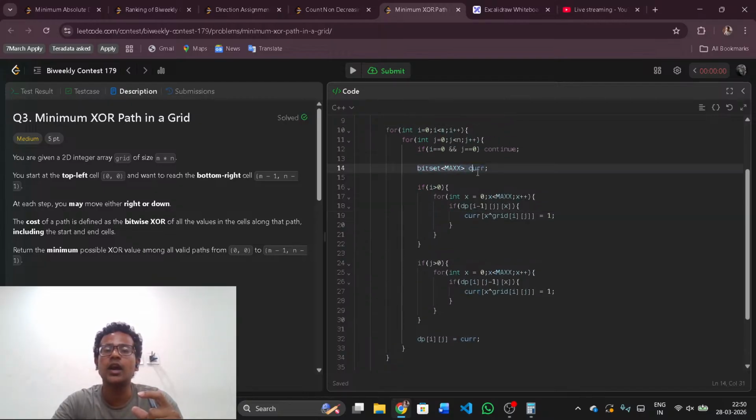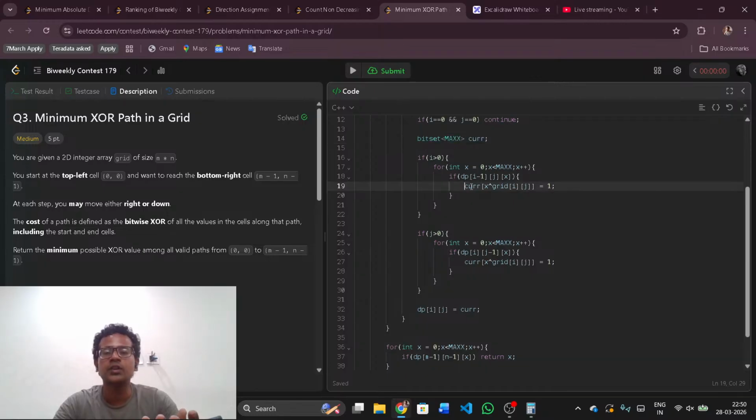current is nothing but I'm just taking a bitset which is having 1023 elements, nothing but a vector kind of thing, right? So current of x XOR grid ij is nothing but, the top cell which is having the XOR x, right? Which can be achieved, x XOR grid ij, the current grid will have something, right? So that I am making it as 1.